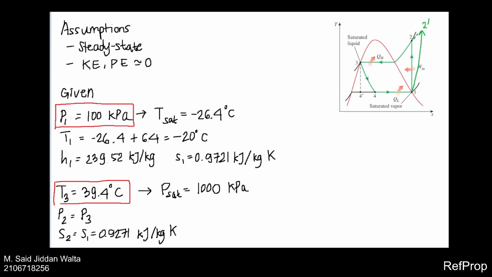We are also given that the outlet temperature of the condenser, which is at point 3, where it is released as a saturated liquid, is 39.4 Celsius. Using the same table, we find that the saturation pressure for 39.4 Celsius is 1000 kilopascals, or 1 megapascal. And we know for a fact that the pressure at point 2, at the outlet of the compressor, and the outlet of the condenser is the same, P2 equals P3. Also, we can see from the graph that point 2 and point 1 are at the same entropy level. It is isentropic, so S2 and S1 are the same.